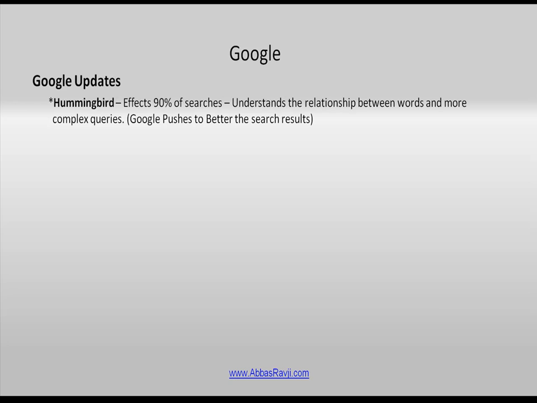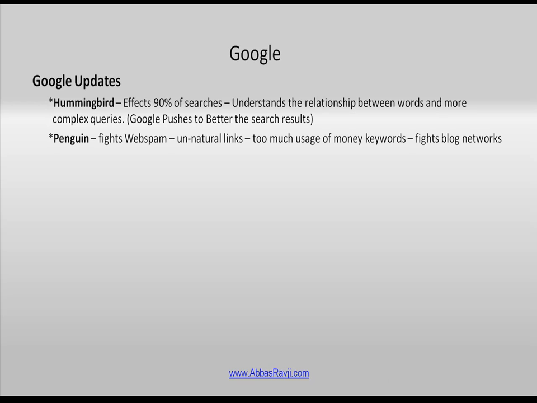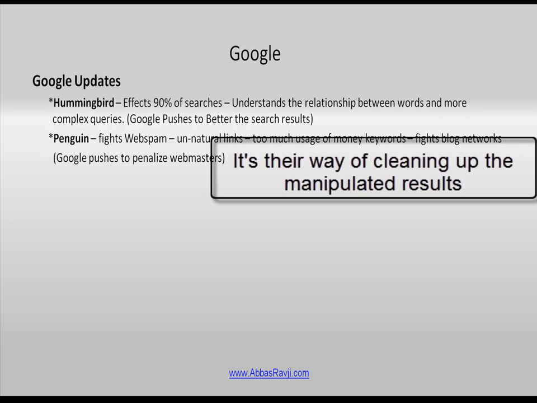It understands the relationship between words and more complex queries, and it's Google's way of pushing forward to better the search results. And then we got Penguin, which fights web spam. It fights unnatural links, when you're using your anchor text too many times, when you're using your money keywords too many times. It fights blog networks. And it's basically Google's way of punishing webmasters and penalizing them for trying to manipulate the search engines.